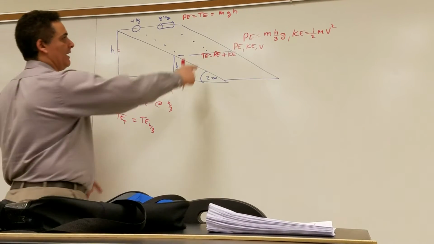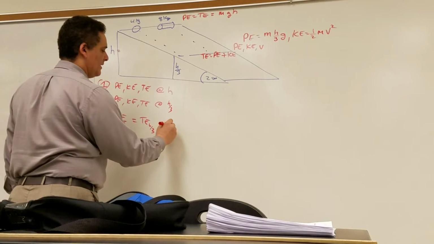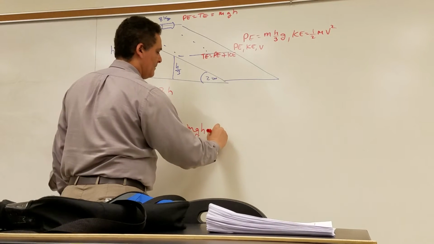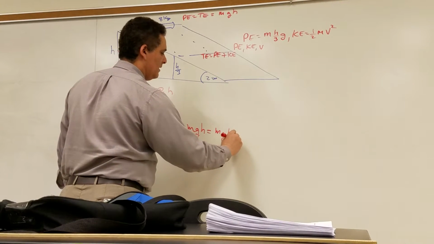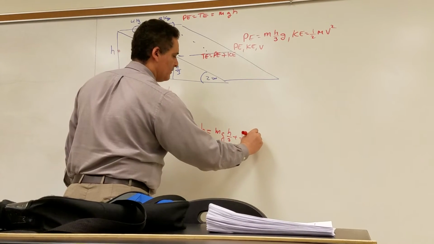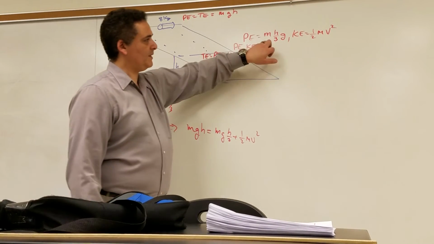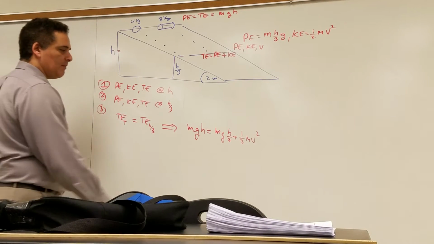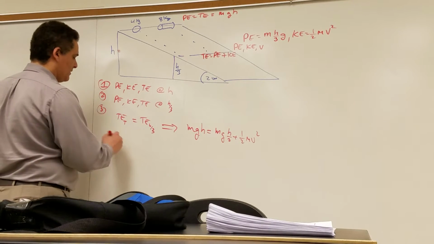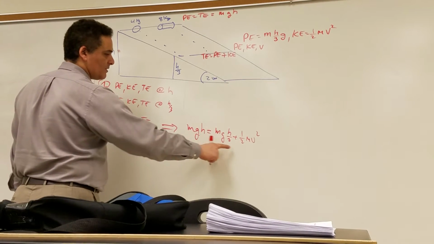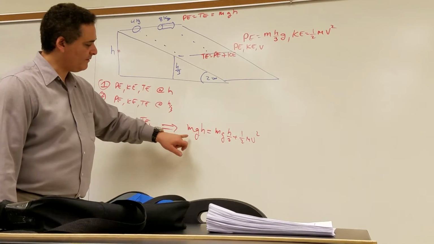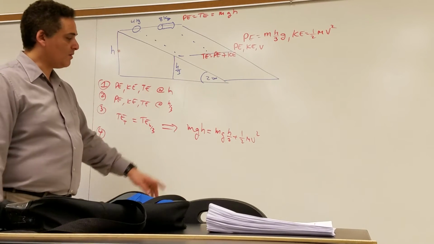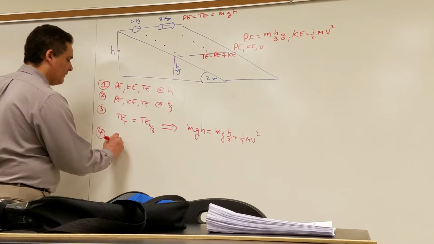So that means mgh equals mgh over 3 plus 1/2 mv squared, potential plus kinetic. Step 4, we solve. We know m, g, and h. The only thing we don't know is v, so we solve for v.